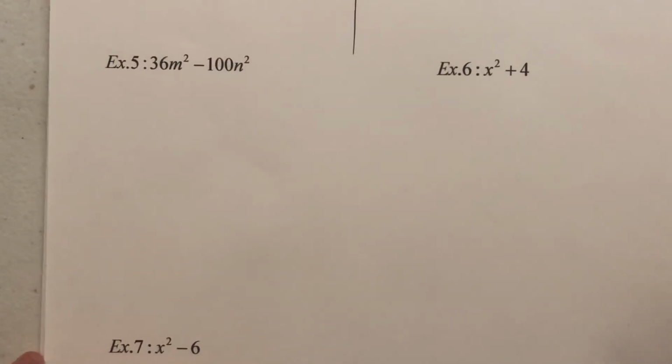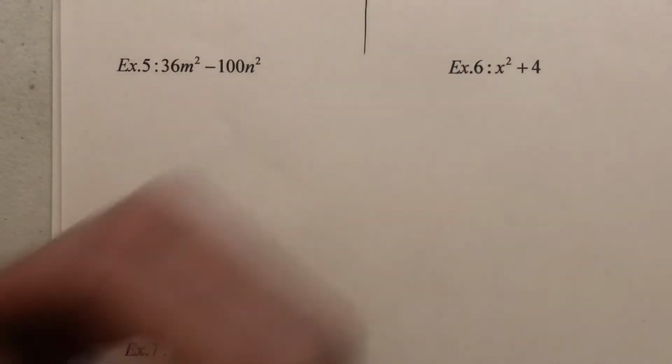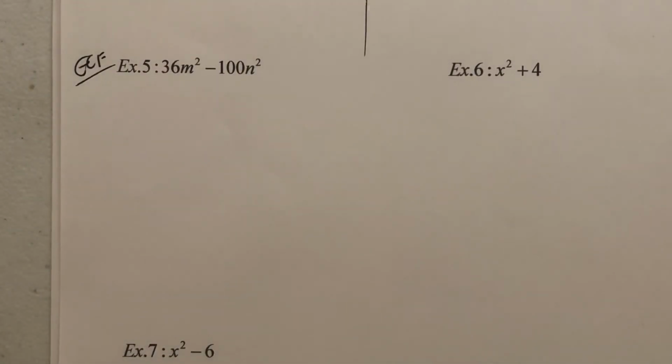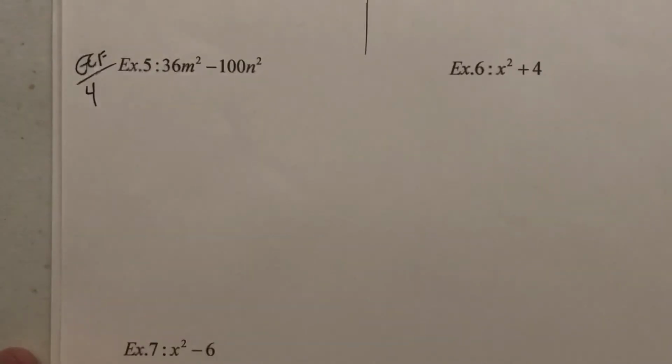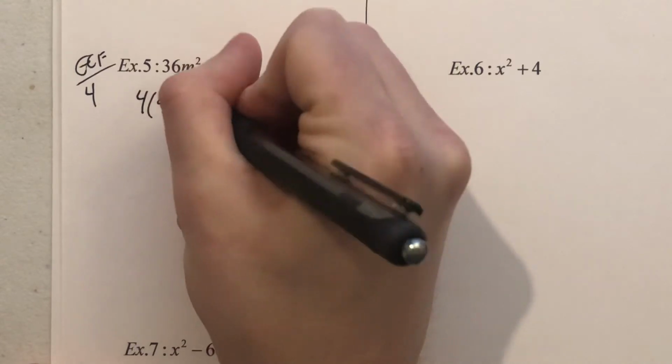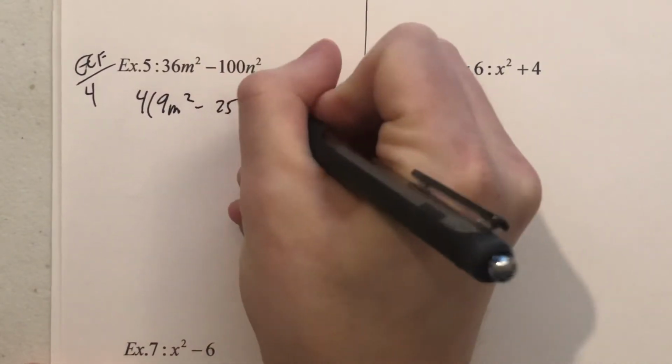All right, next one. First step, GCF. Okay, looks like we've got a 4 that can go into both of these. So let's pull that 4 out, and we're left with 9m squared minus 25n squared.